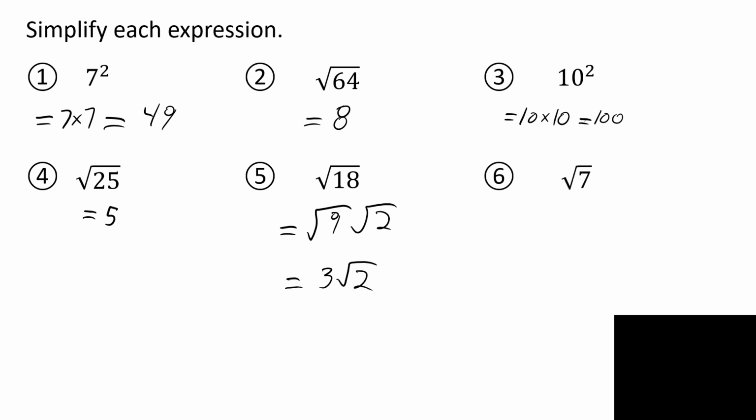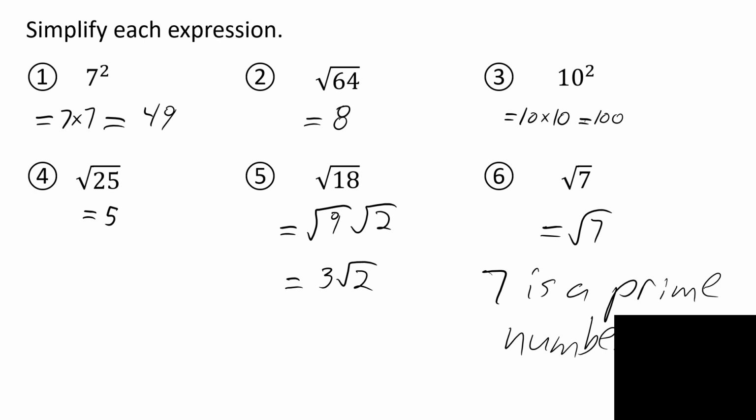For number 6, we want to take a look at square root of 7. Let me see. I can't do square root of 7, so I'm going to try to think of two numbers that multiply to be 7. And the only thing I can think of is 1 times 7, because 7 is a prime number. So, since 7 is a prime number, I can't simplify it. The answer will just be square root of 7.